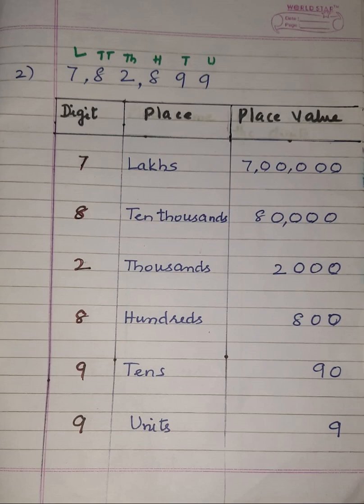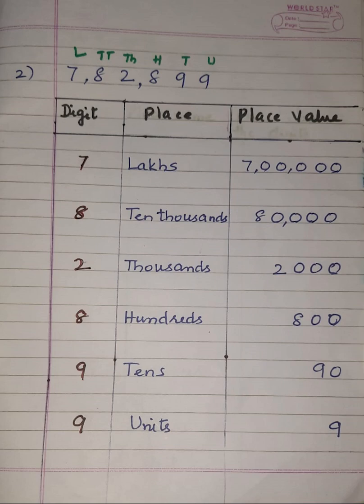Now children, when you have written the place value of each digit on top of it, you will see the digit 7. Now the digit 7 is in which place, children? It is in the lakhs place. So in the place column, in front of it, you will write lakhs.